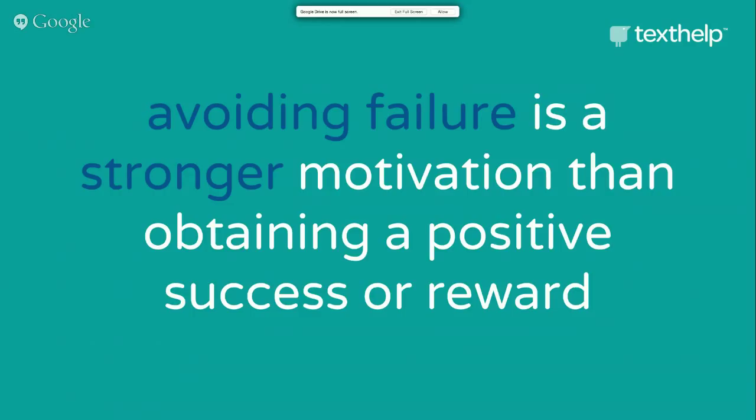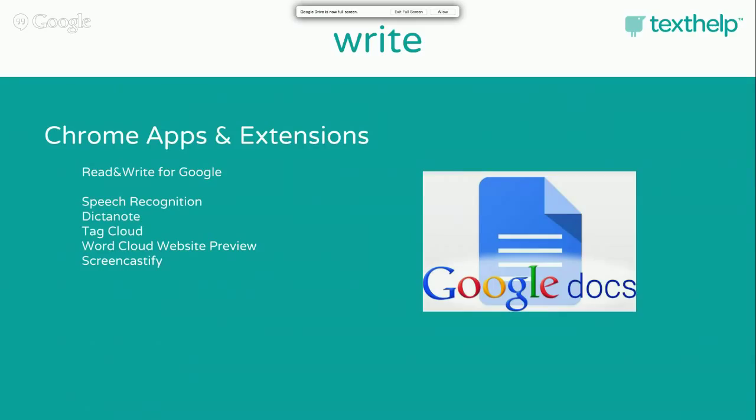And the problem is that it can be so daunting that I'll not even attempt it. In fact, some of the work from John Hattie indicates that for lots of our students, avoiding failure is a stronger motivation than obtaining a positive success or reward. And the writing can be so difficult, I just won't even venture down that path. So we need to give them some accommodations that will actually support them in that writing process.